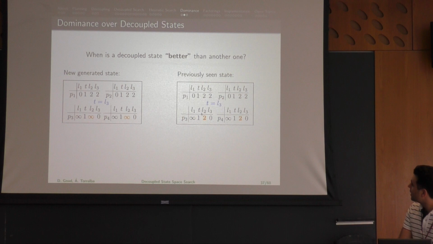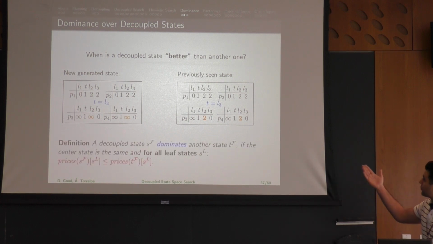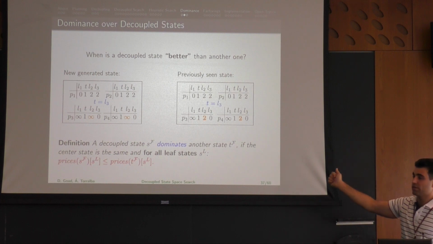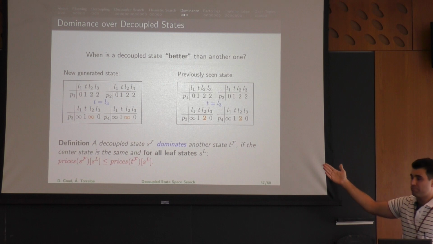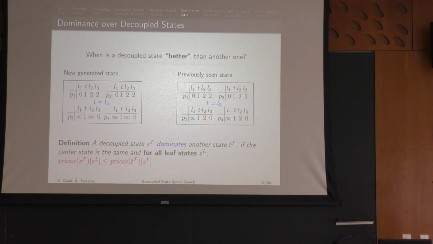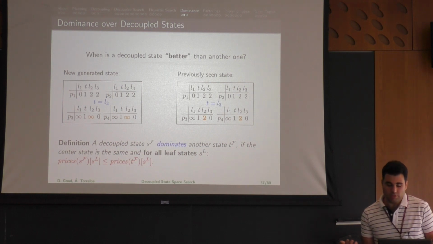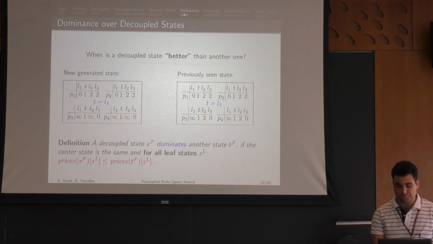So basically, if you have another state with the same center, and for every possible leaf state it has an equal or lower price, then the state on the right is just better, right? So you can prune the newly generated state in this case. You don't do duplicate checking. These states are not equal, but you do this dominance checking. It's a very simple criterion of dominance, but it works very well in practice.